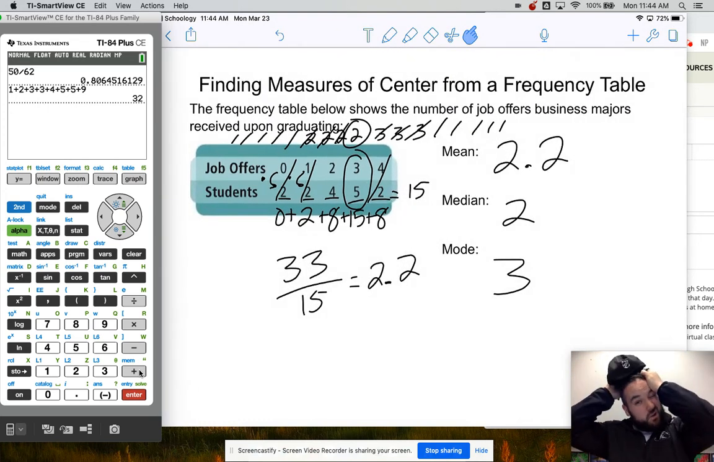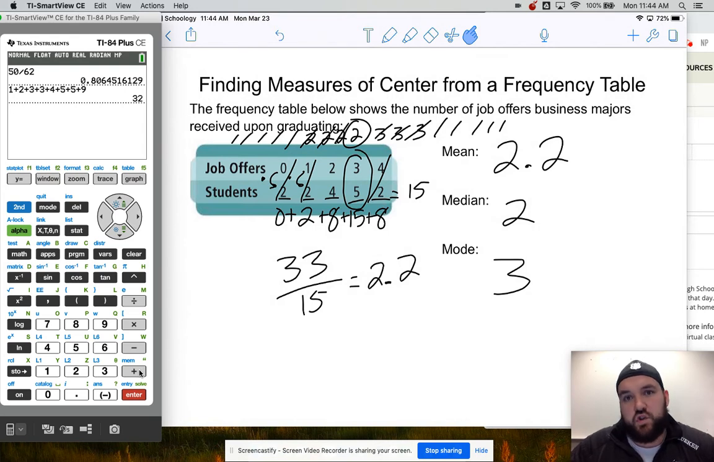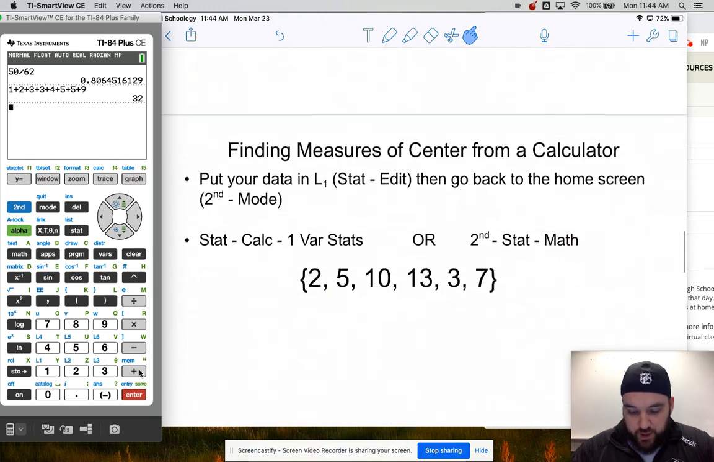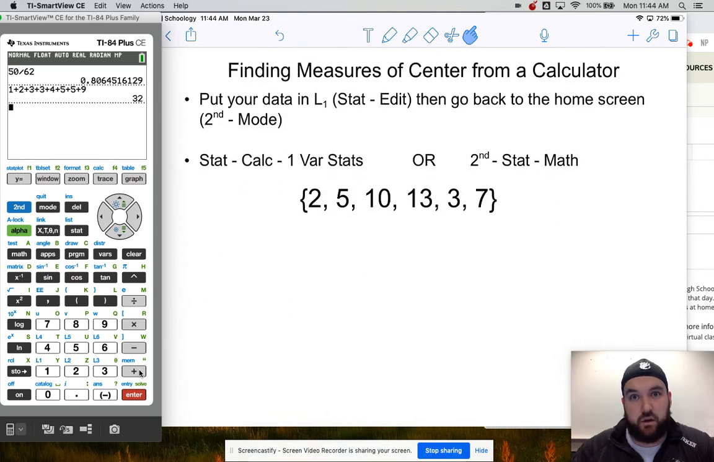Right, I know I got a little crazy and a little out of hand, but again, if you wanted to just write out all the 0s, 1s, 2s, 3s, and 4s, then you can just go about the same way. But again, I'm going to show you how to type this in the calculator and get the information you need.